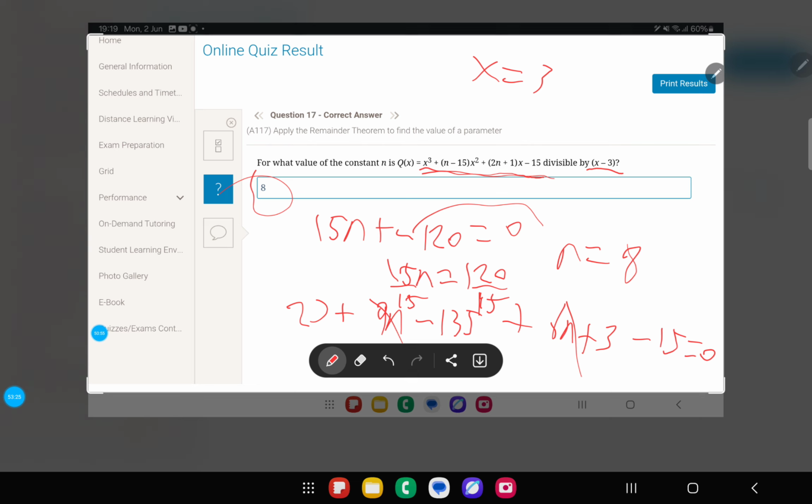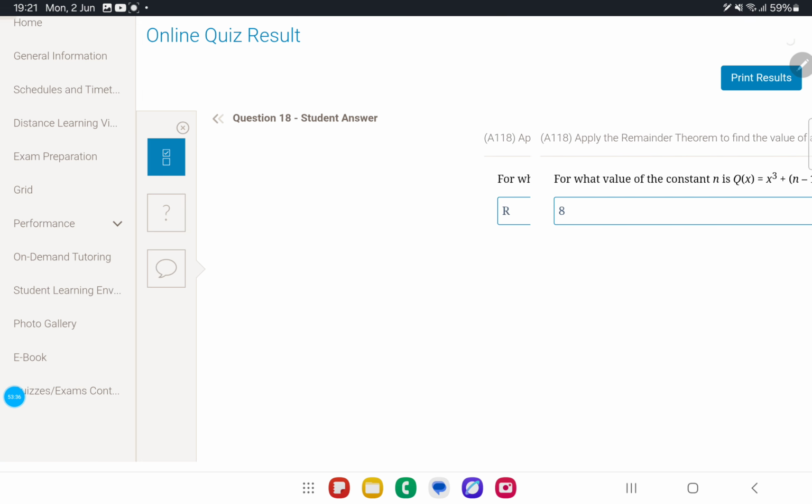You're just trying to find the value of n. See, they're asking for what value of the constant n. So they're asking for n. So you find the x, which is 3, the root, and just substitute it in and solve for n. That's it. Simple math.